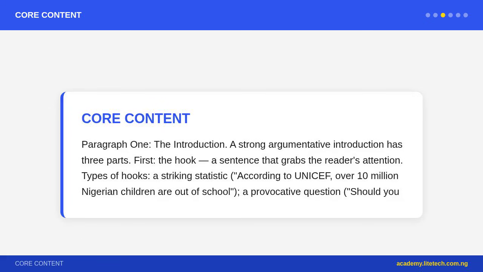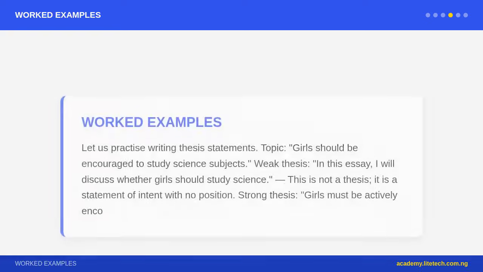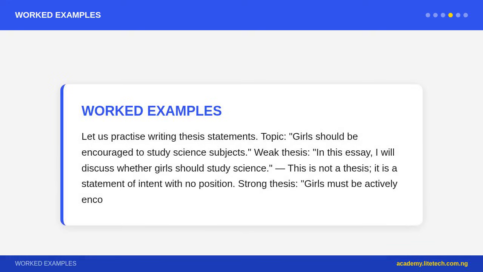This demonstrates that phone access does not assist learning, it actively undermines it, even when students intend to use their phones legitimately. Link: connect back to the thesis or transition to the next paragraph. Therefore, removing phones from classrooms is a necessary step toward restoring genuine academic focus in our schools.